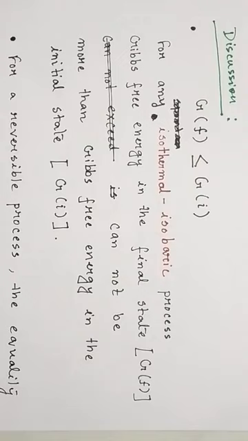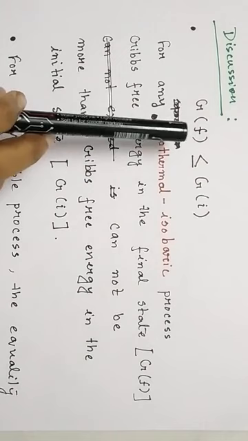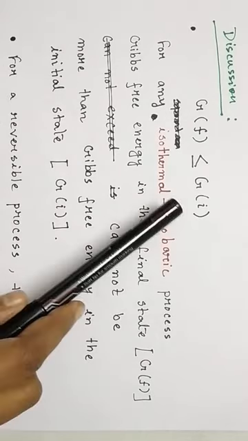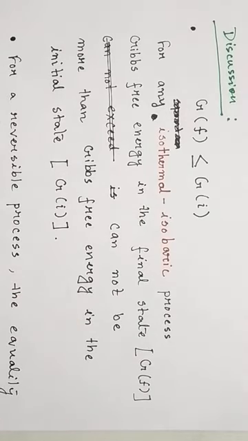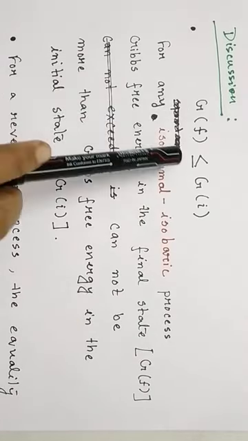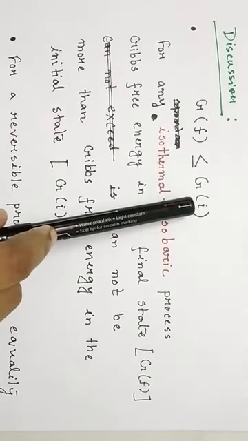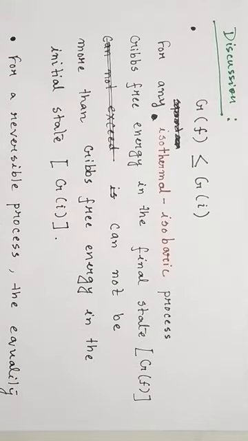So now we'll discuss some points about this Gibbs free energy. We have already seen that GF is less than or equal to GI, where GF is the Gibbs free energy in the final state and GI is the Gibbs free energy in the initial state, and its final state value has always been less than or equal to its initial state value for any system which is at constant temperature and constant pressure.